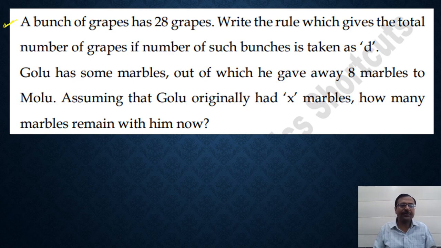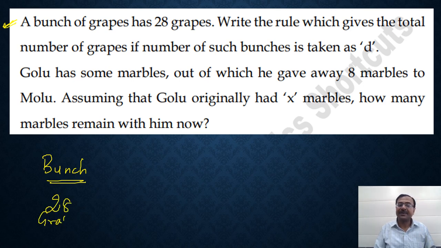A bunch of grapes has 28 grapes. Write the rule which gives the total number of grapes if the number of such bunches is taken as d. See, the same thing here. So in place of the pattern, we have a bunch, and the bunch contains 28 grapes, and now we have the number of bunches as different.